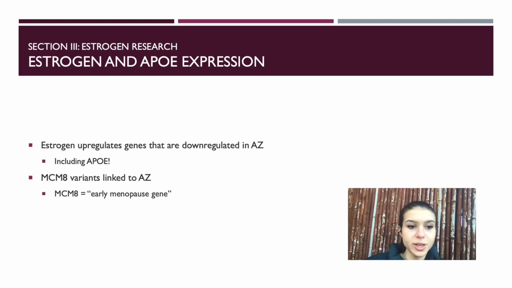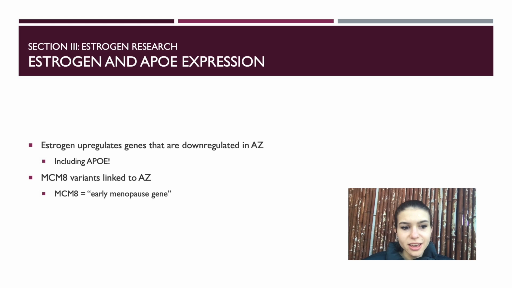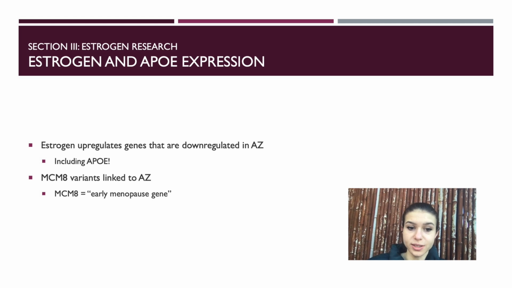So then, more recently, Ratnakumar et al. assessed genetic expression changes in ovariectomized rhesus macaques that were treated with estrogen or vehicle. So this is a model organism that's much more similar to humans. And they found that in the macaques, 504 genes were upregulated by estrogen administration, and 84 of those genes were also known to be downregulated in postmortem Alzheimer's brains. Moreover, the gene with the third highest estrogen-induced increase was none other than ApoE.